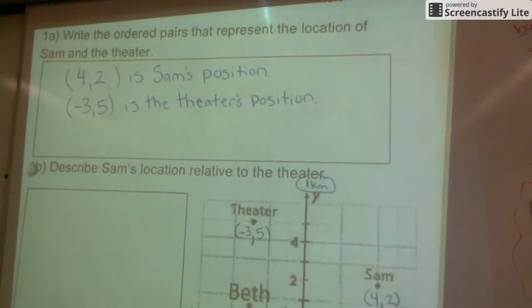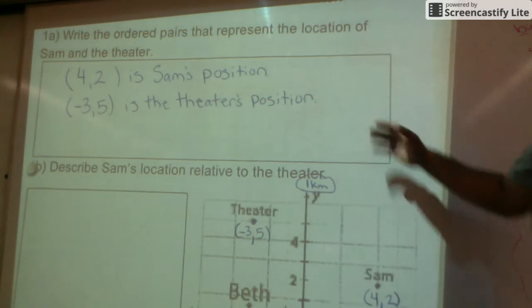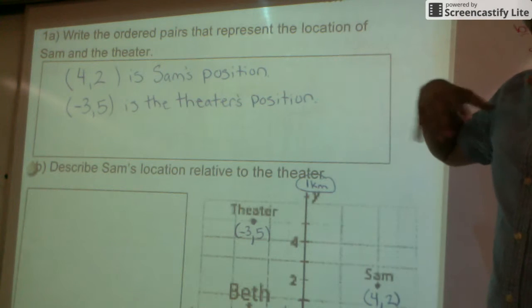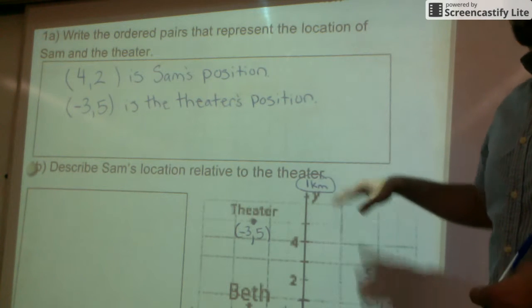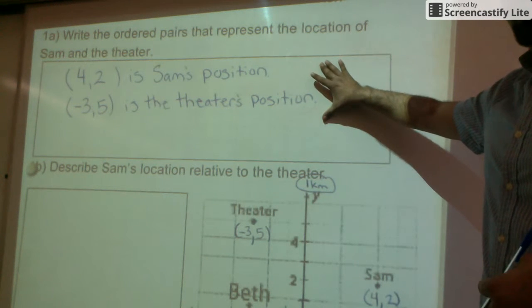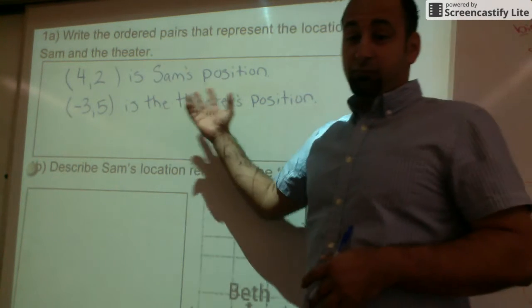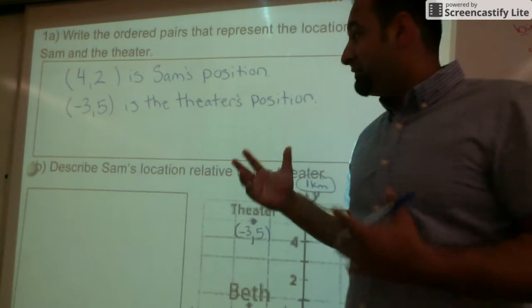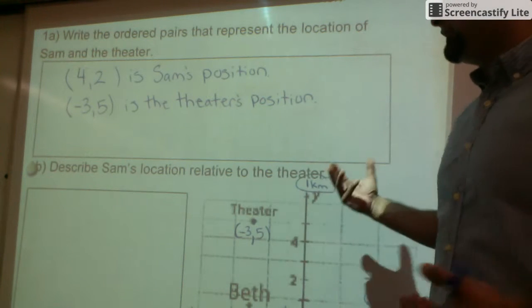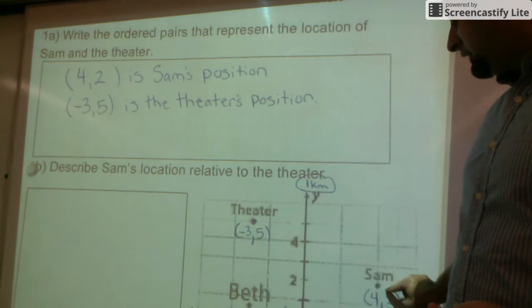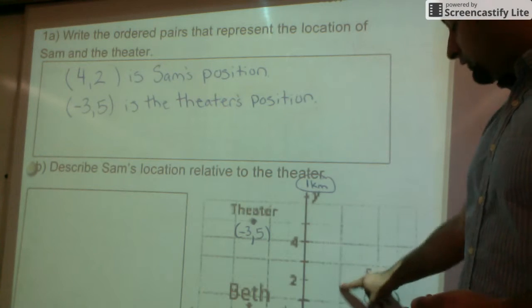Okay, so that was one part of the question. Now we're going to get to these multi-step questions where you're going to take one part of the question and use it for the next part. If you get this part wrong, the rest is going to be very difficult because they all go with each other. So you've got to make sure that you get your coordinate planes and your ordered pairs correct.